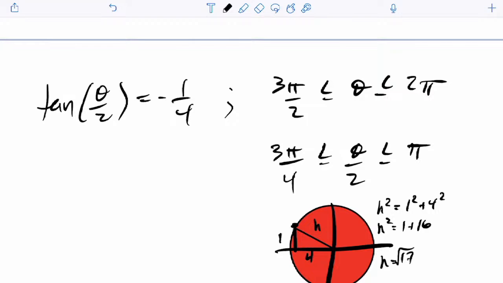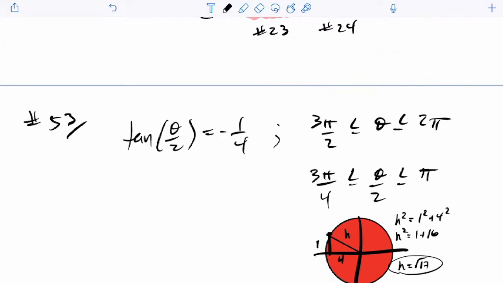I end up getting h is the square root of 17. So I get h is the square root of 17 here. So the point of this is, they told me the tan of theta over 2 is negative 1 over 4. So now I know that I can fill this out more. I know the sine of theta over 2, right? The sine of theta over 2 is going to be opposite over hypotenuse. So 1 over root 17. And in that quadrant, sine is positive.